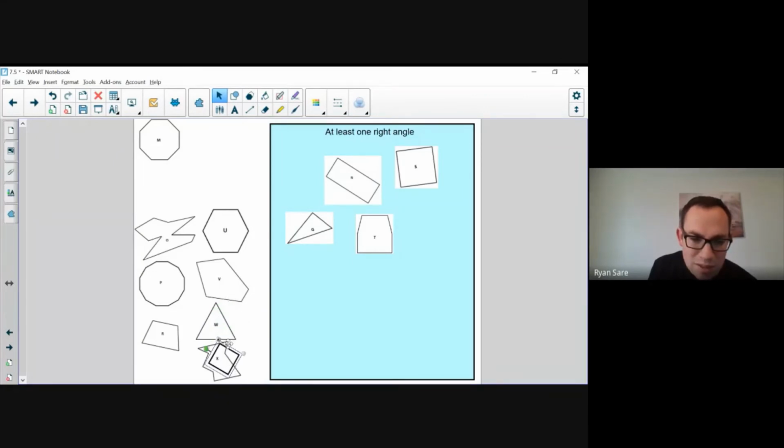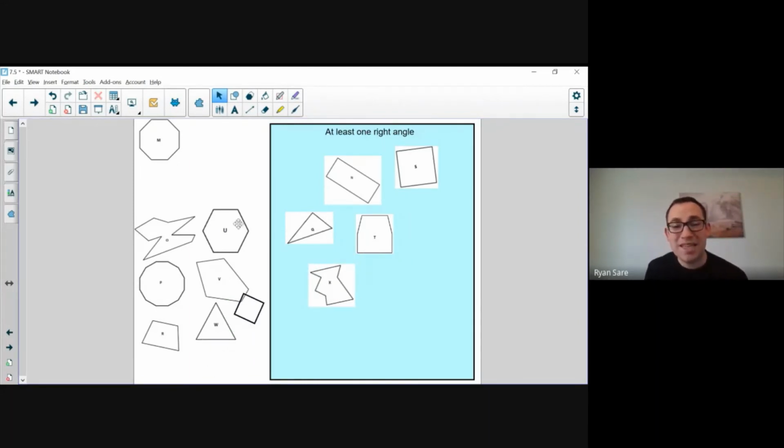Wait a minute. Is that one right there? Z has one right there. You see that? Wow, at least one. So that's a crazy looking shape, but it has at least one right angle, and that was the attribute or characteristic that we were looking for, and we found it.